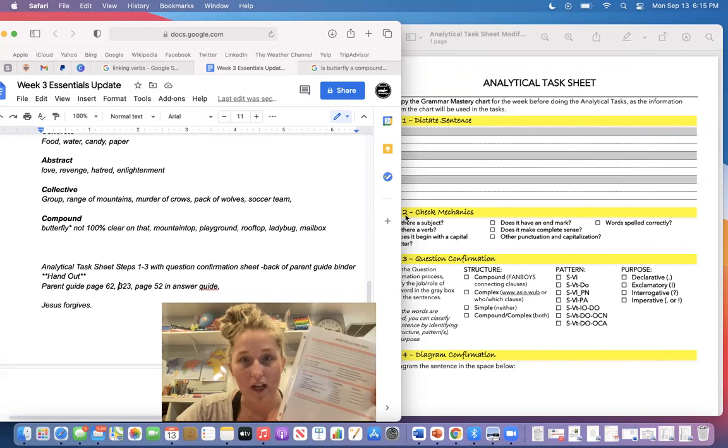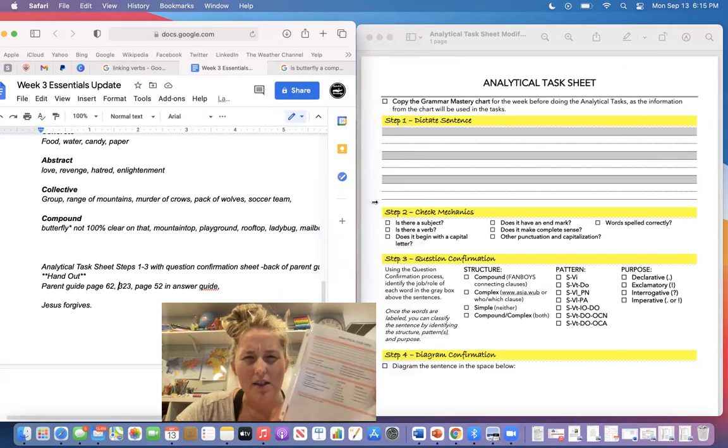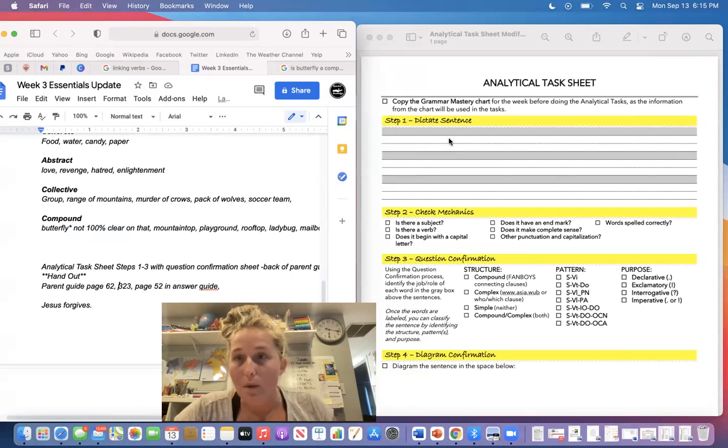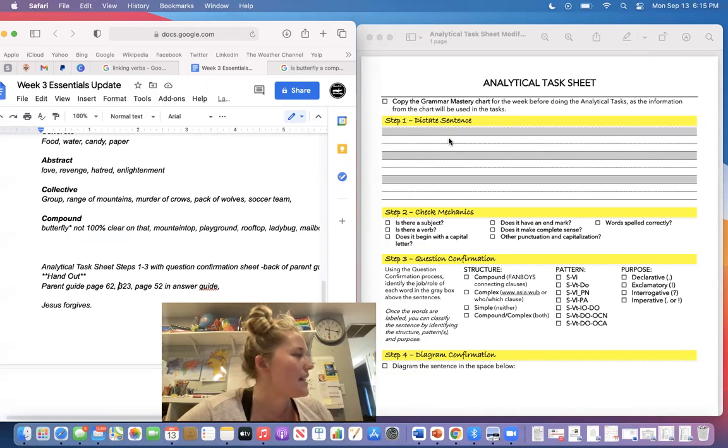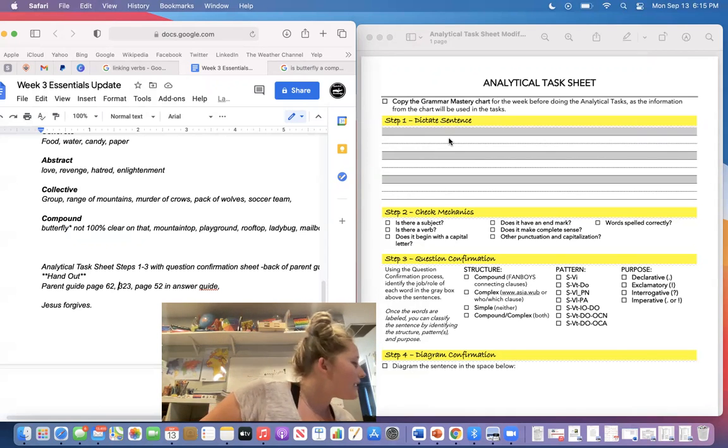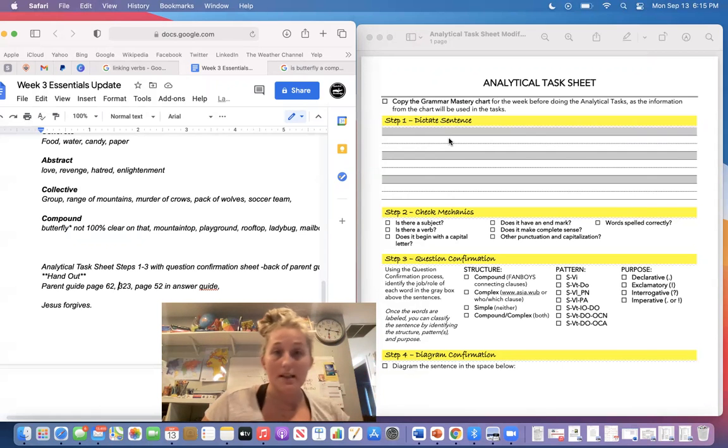I'm going to move my face over here so you guys can see what I'm actually doing. All right. So the first step is we're going to dictate the sentence. So what I'm going to do is I'm going to tell you the sentence is Jesus forgives. Okay. So when you're working at home, your parent is going to tell you the sentence. So parents, you're going to see the sentence on page 62 in your guide. It says Jesus forgives. So you're going to say that out loud to your student and have them write it down.